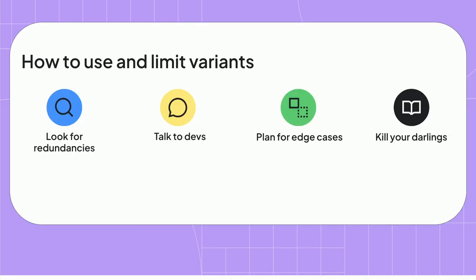Exactly. So we're not trying to create as many variables, or variants rather, as possible. Some ways that we can limit our variance is to look for redundancies. Is there any place that we can consolidate into fewer variants or single components? As well, talking to developers and your team members about what would constitute a new variant or a new component.